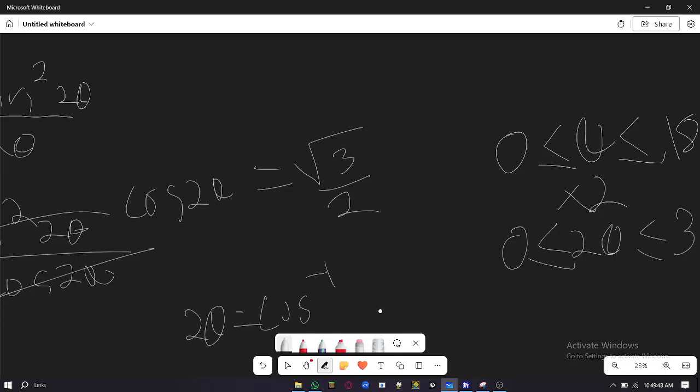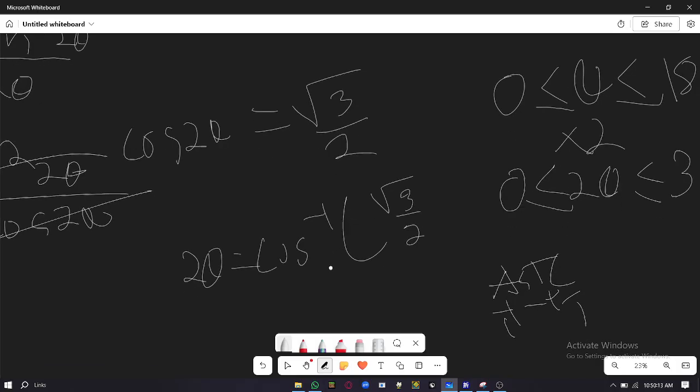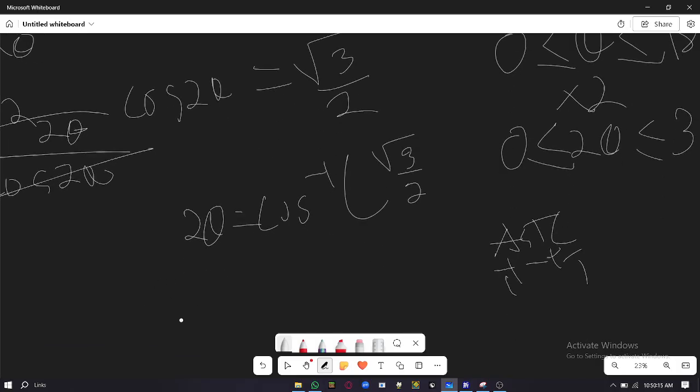Cosine inverse, root 3 by 2. Make sure it's in degrees, not in radians. See, my one's in radians, so I almost made a mistake there. So another important thing, cosine is positive. So we again write down ASTC. Positive, negative, positive, negative. Positive means first, and cosine means last. So it's A, whatever the value of 2 theta is, and 360 minus that value.